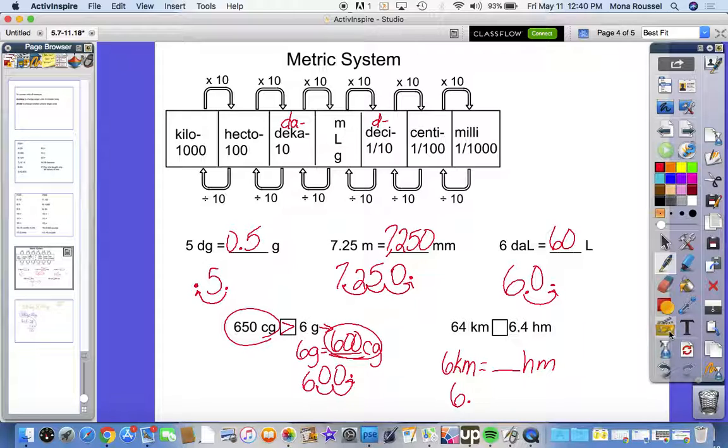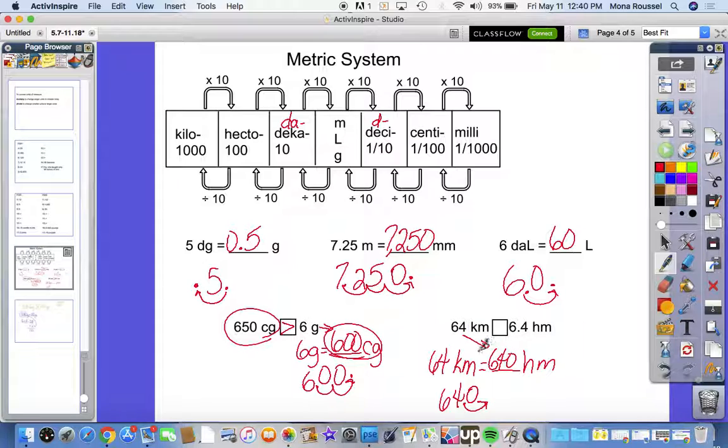I'm sorry. Let's fix this really quickly. This isn't 6, this is 64. This is 64 kilometers. I'm starting with 64, and I'm going to convert that to hectometers. So if I start at kilometers and I need to get to hectometers, that would mean moving 1 time to the right on the chart. So that means I need to move the decimal 1 time to the right here. So to go from kilometers to hectometers, I have to add a 0 there. So that would be 640 hectometers.